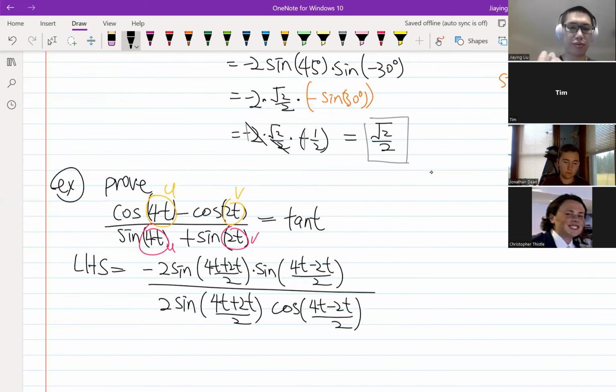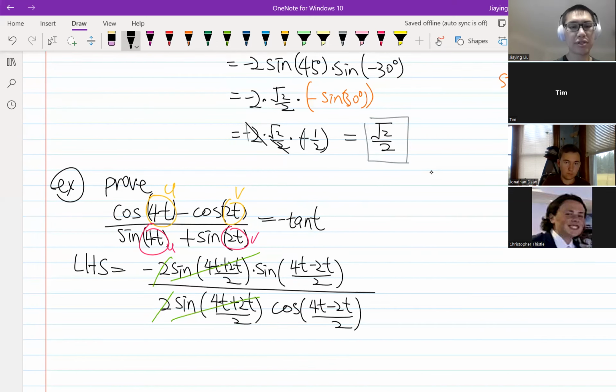And by inspection, oh, I forgot that's a negative. I was wondering why that didn't make sense. So this is a negative tangent we need to prove. By inspection, we can tell that the 2 and the 2 cancel, and the big sine term cancels. We don't even have to calculate 4t plus 2t over 2 because they look identical in numerator and denominator. And we just have the sine and the cosine remaining.